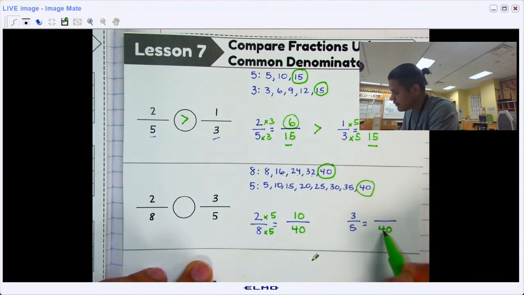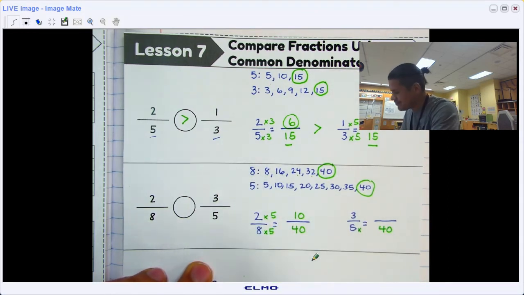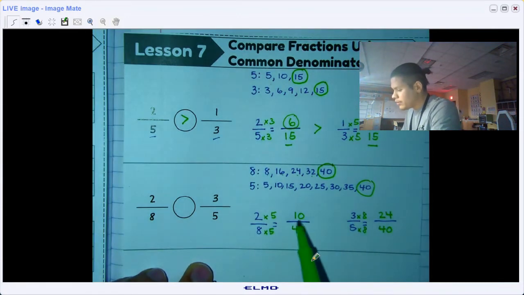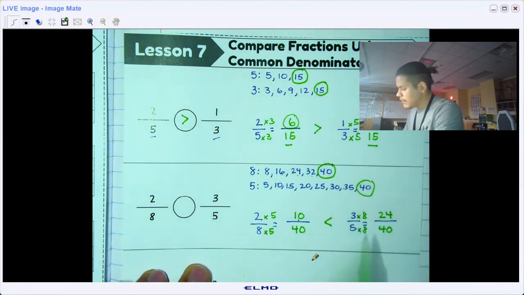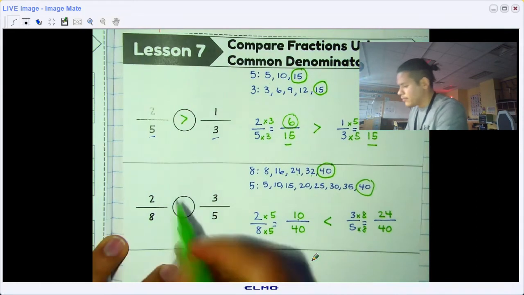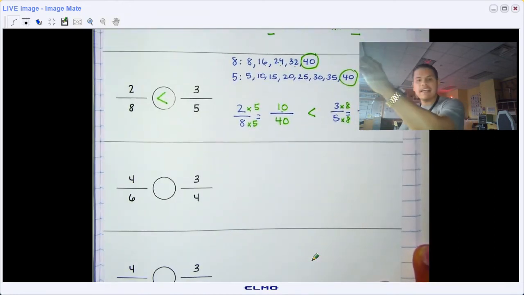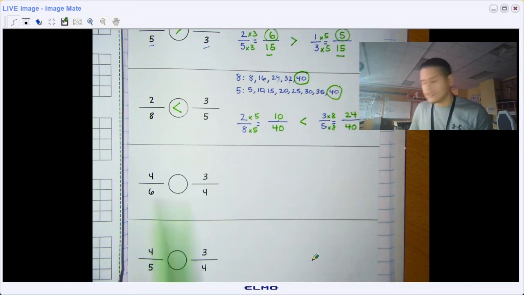Okay? Now, you might have noticed, you can just multiply this denominator by that denominator to find a common denominator. So 5 times 8 is 40, and 3 times 8 is 24. Now I can compare the numerators, 10 and 24, and I know that 10 is less than 24, so that must mean that 2/8 is less than 3/5. So what I'd like for you to do right now is to pause the video and give the next examples in your math notebook a try. Go ahead and pause the video and compare 4/6 to 3/4 and 4/5 to 3/4.